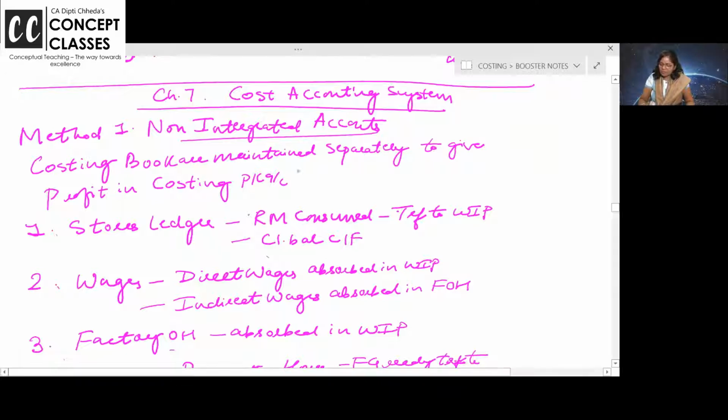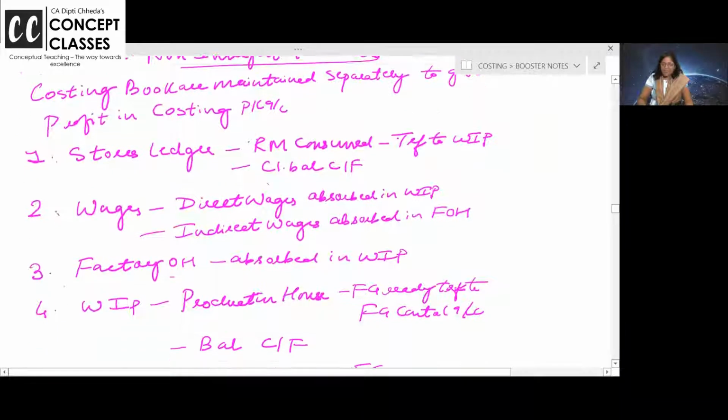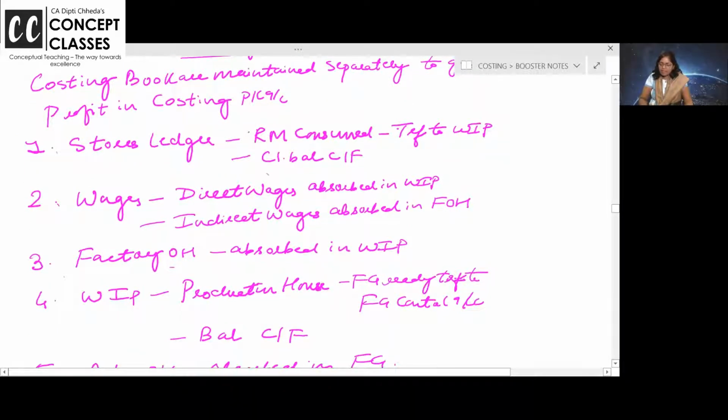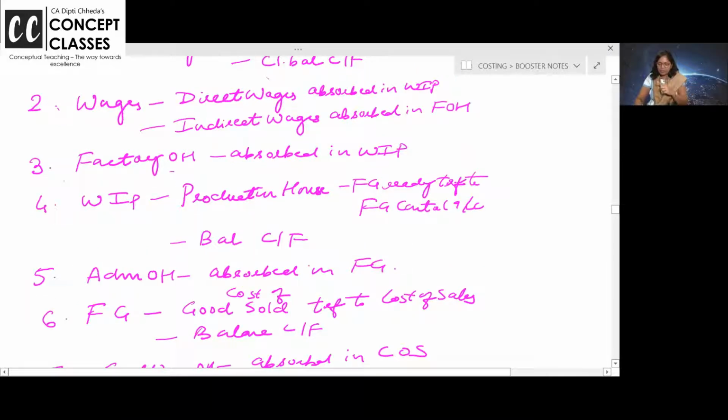Non-integrated accounts: costing books are maintained separately. Stores ledger. What does stores ledger mean? What is the balancing figure? Raw material consumed, and it is transferred to work in progress. Yes or no? After that, make wages. In wages, direct wages are transferred to work in progress as direct labor. Indirect wages are transferred to factory overhead. Then make factory overhead. It is absorbed in work in progress. Then make work in progress.